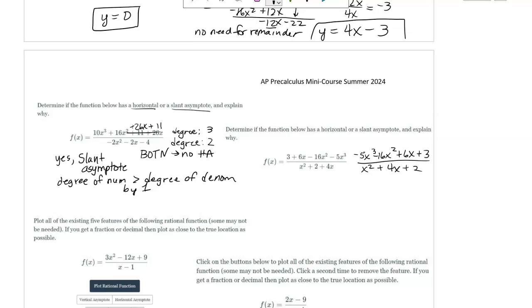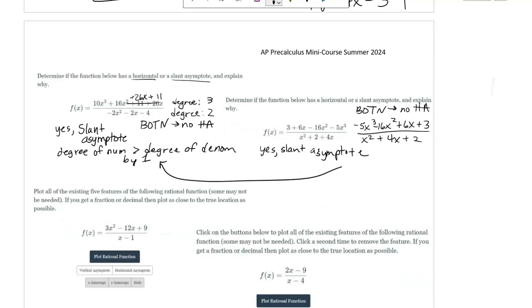So we have the same thing. We have a cubic over a quadratic. So this is another bottom, which means there is no horizontal asymptote. The degree is bigger on top. This means yes, we have a slant asymptote. And I'm going to use the same reason that was over here. This is my reason. I'm not going to rewrite that.